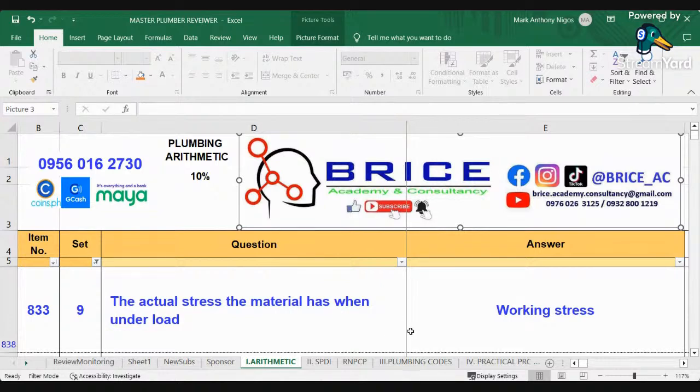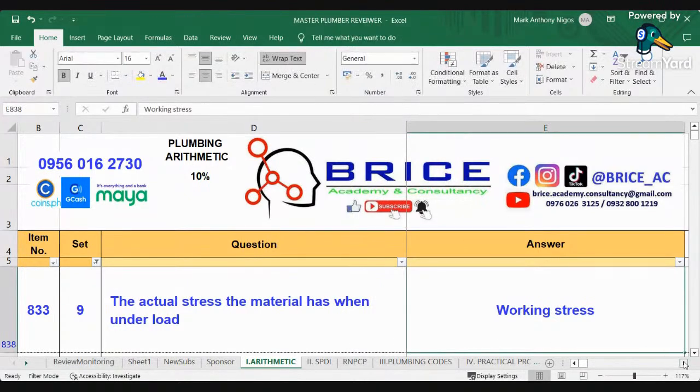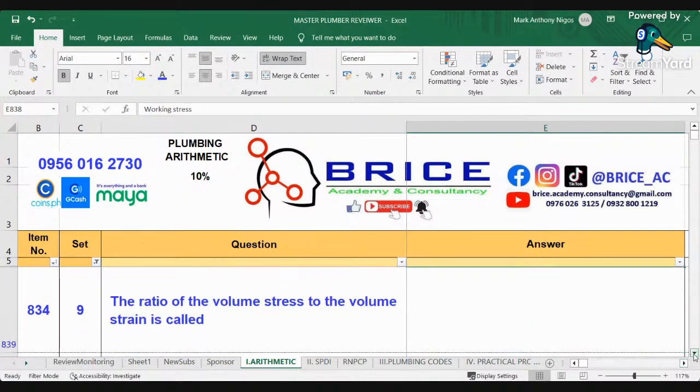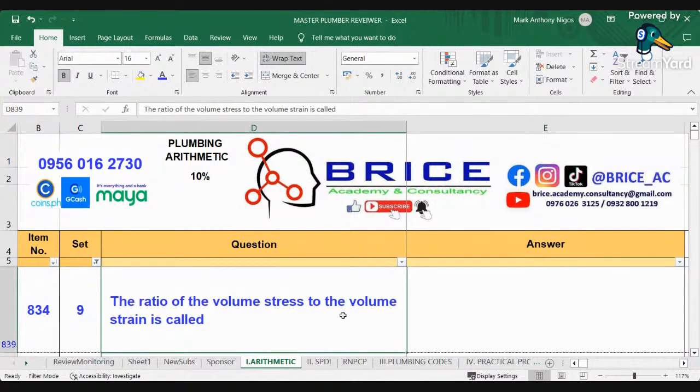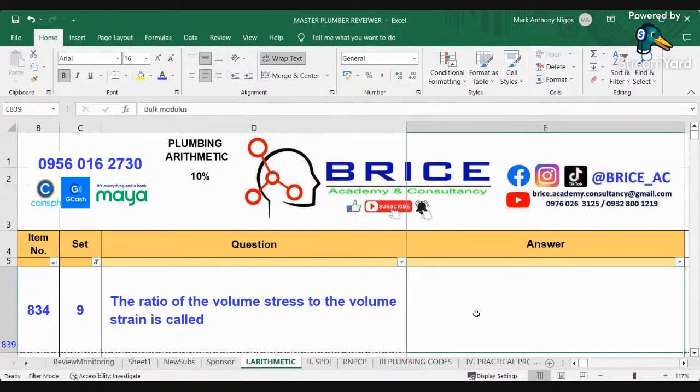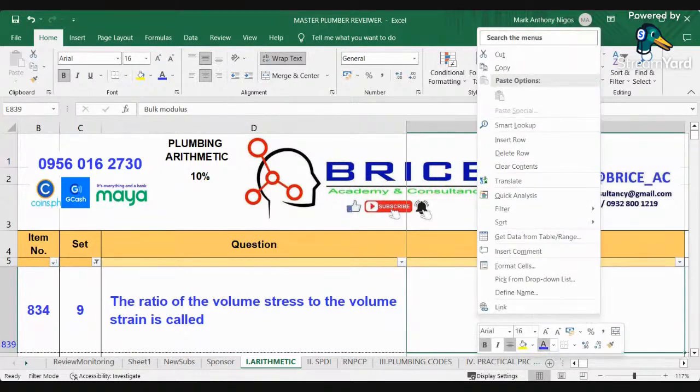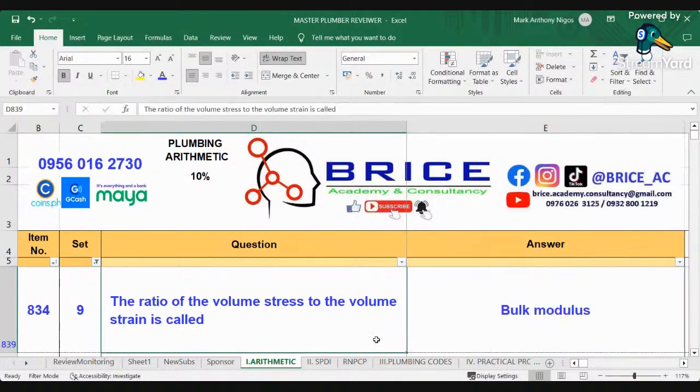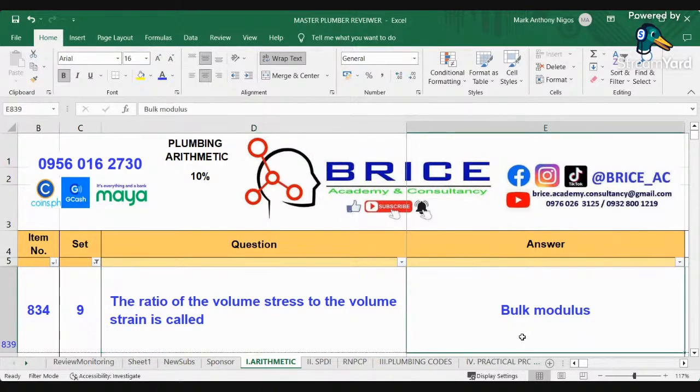833. The actual stress the material has when under load. The answer is working stress. 834. The ratio of the volume stress to the volume strain is called what? The answer is bulk modulus. The ratio of the volume stress to the volume strain is called bulk modulus.